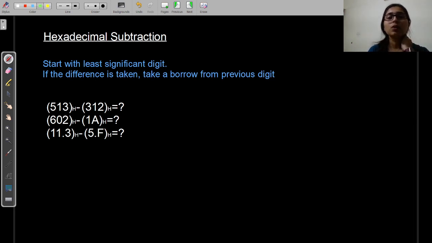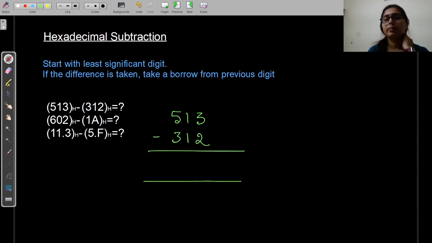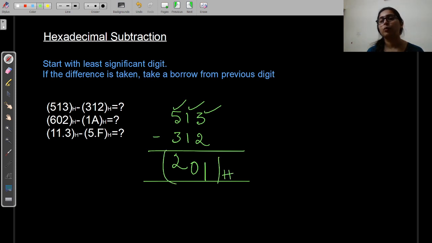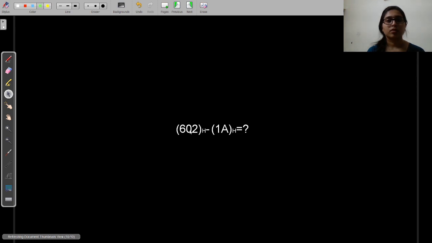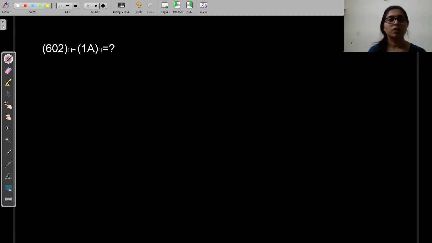Okay, that I will explain you how to take the borrow and what it is equivalent to. So now 513 minus 312. This can be subtracted easily because here it is greater than this, it is equal, here it is greater. So 3 minus 2 is 1, 1 minus 1 is 0, 5 minus 3 is 2. So 201 hexadecimal value. So you will not face any difficulty while subtracting this type of numbers. Now we will take 602 minus 1a.